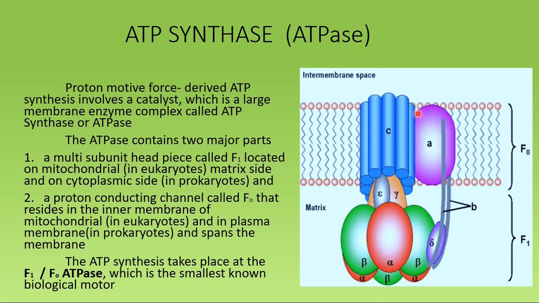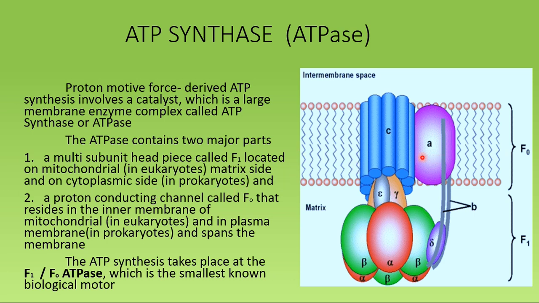Now, this ATP synthase or ATPase consists of mainly two parts. How many parts? Two parts. One is called F1, which is located on the internal side, in the mitochondrial matrix. This is a multi-subunit headpiece, so we can consider F1 as a headpiece made of multiple subunits. It is present in the mitochondrial matrix in eukaryotes, but on the cytoplasmic side in prokaryotes.